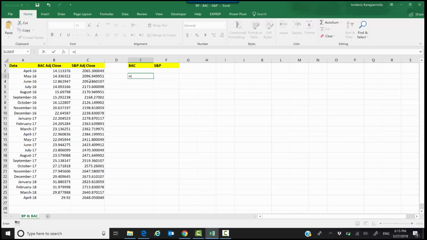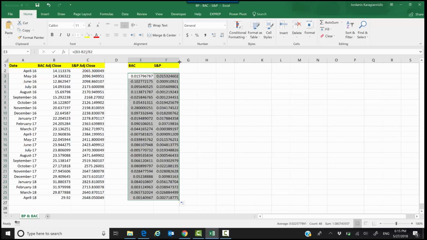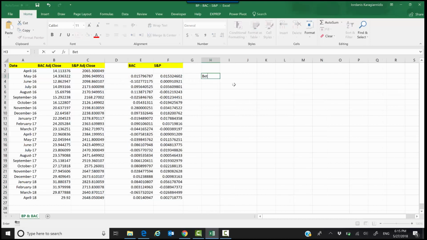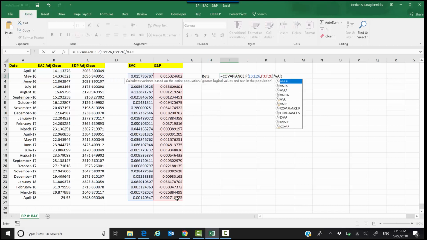So first we calculate returns like before. So the return in May of 2016 for Bank of America is the price change over the initial price. Same for the S&P 500, and we do that for all observations. So in order to calculate the beta for Bank of America, one way is to calculate the covariance of Bank of America returns and S&P 500 returns and divide that by the variance of the S&P 500 returns.